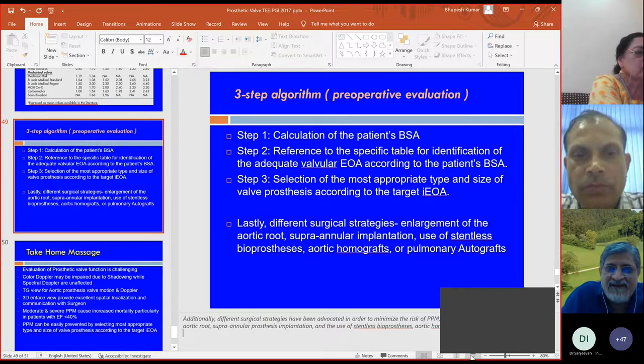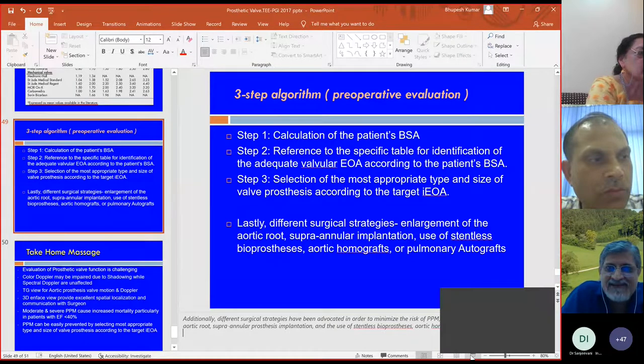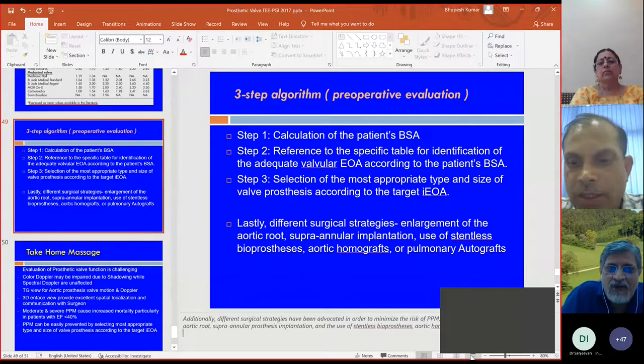One more easy way to identify the site of paravalvular leak, Dr. Bhupesh, with your permission, a small addition. This is described by Foster et al., but they have described only three views. If you see the mid-esophageal views, in the long axis view, if you get a paravalvular leak just next to the aorta, it is at 12 o'clock. On the other side, it will be at 6 o'clock.